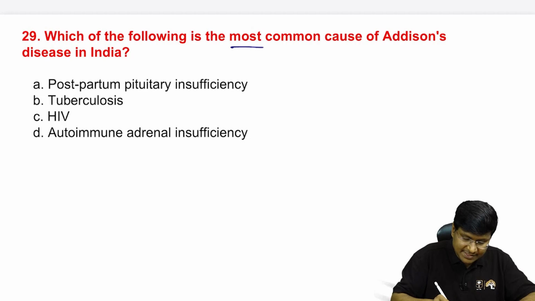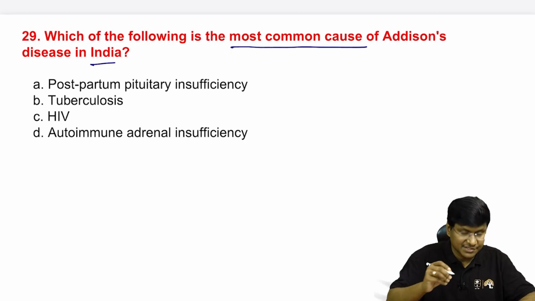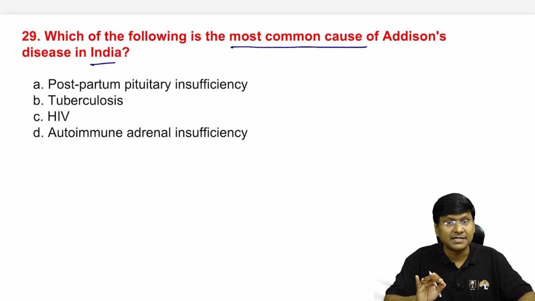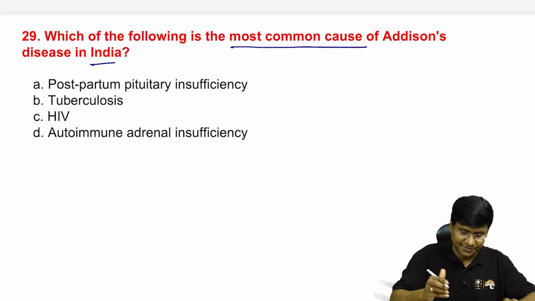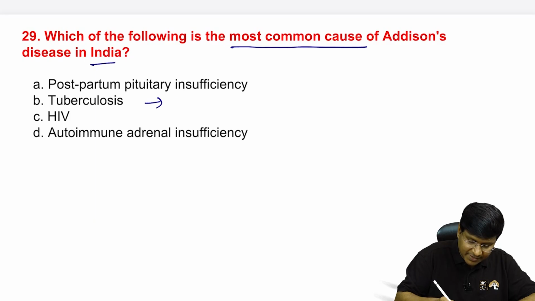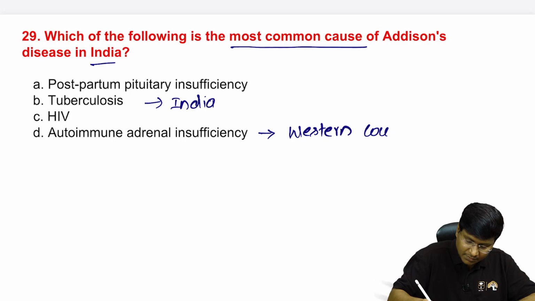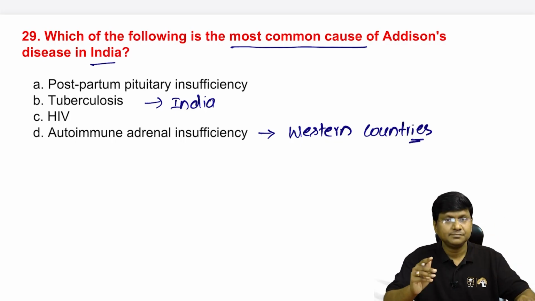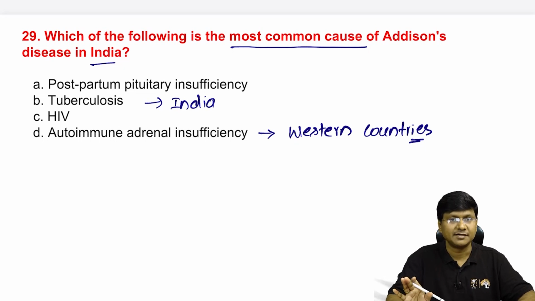Which of the following is the most common cause of Addison's in India? Just now we were discussing postpartum pituitary insufficiency, tuberculosis, HIV, and autoimmune adrenal insufficiency. Tuberculosis is the most common cause in India, whereas autoimmune adrenal insufficiency is most common in the Western countries, right?